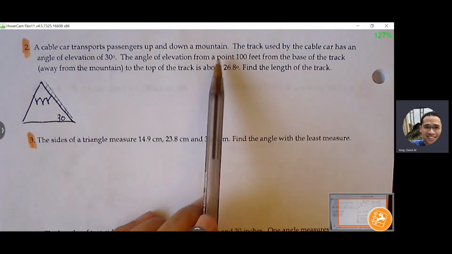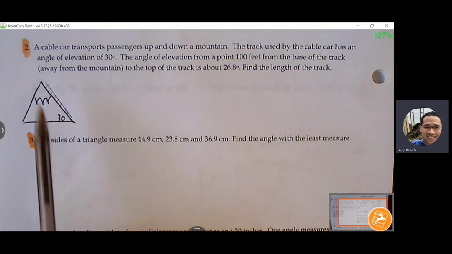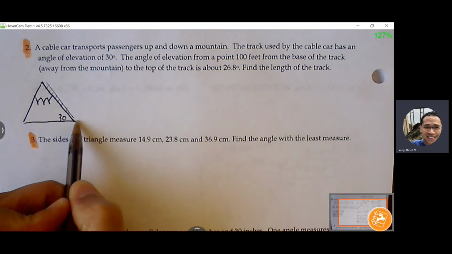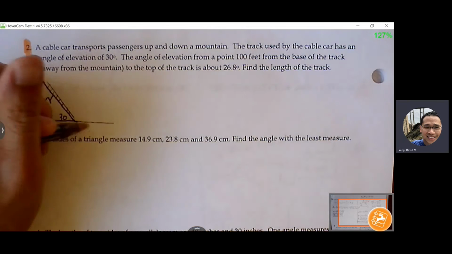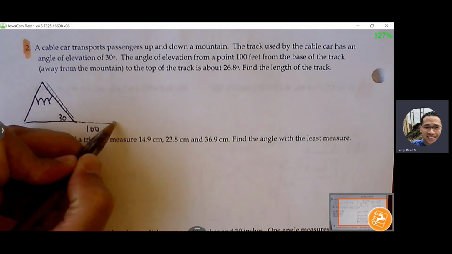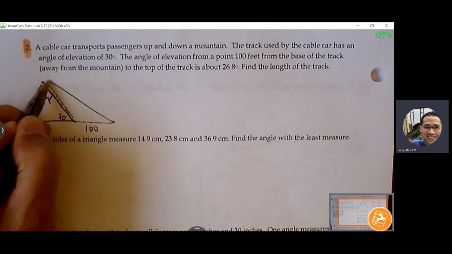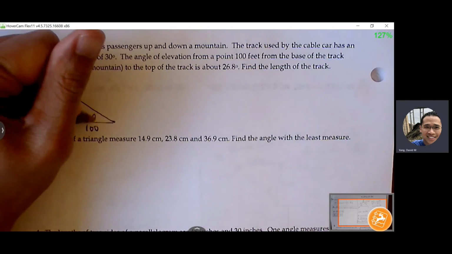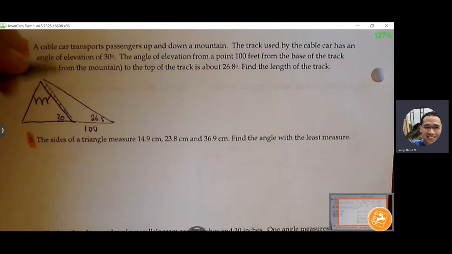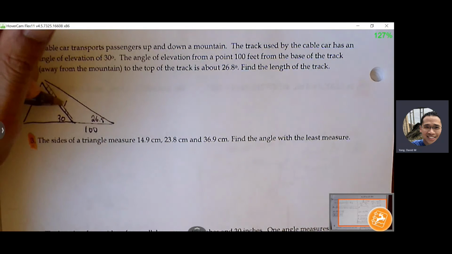Right. The angle of elevation from a point 100 feet from the base of the track. So we're still on the ground, but we're going to move further away from the mountain, 100 feet. And then once we're 100 feet away, we're going to look up at the top of the mountain, and the angle of elevation is going to be 26.8. And now it says find the length of the track.